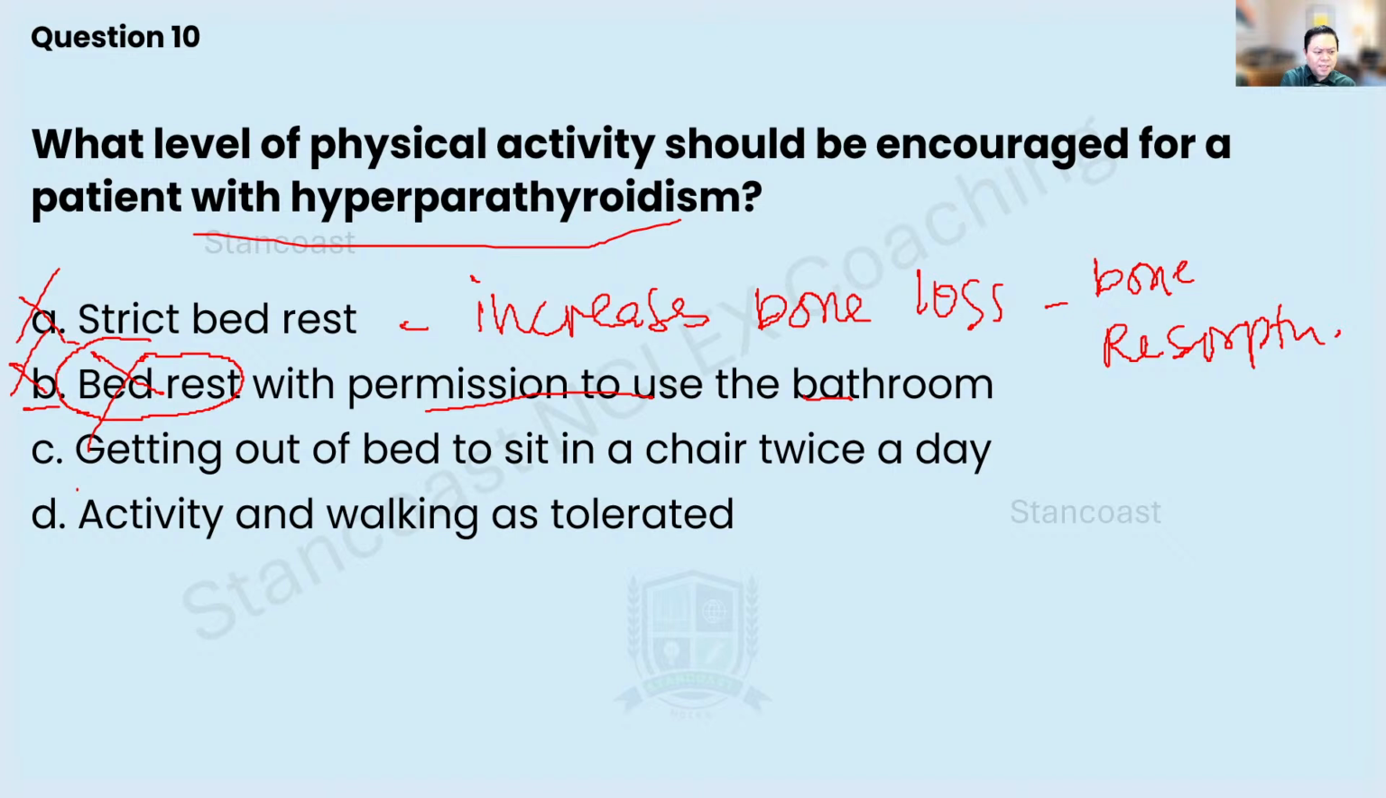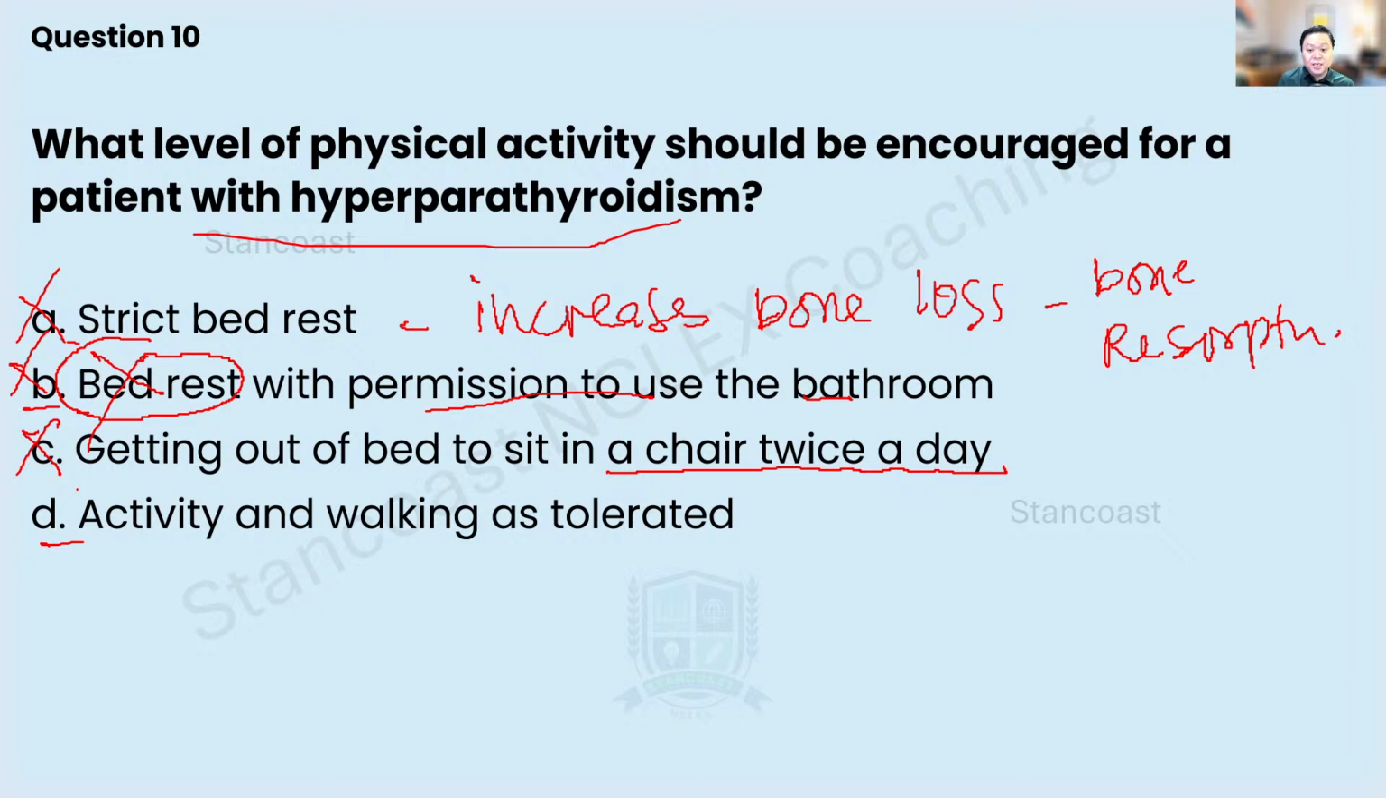Letter C, getting out of bed to sit in a chair twice a day. Will this optimally help the patient with the bone resorption? Again, this is limiting the patient's movement. It will not really help in preventing the bone resorption. Sit in a chair twice a day. That's not a lot of activity. So removing that one.